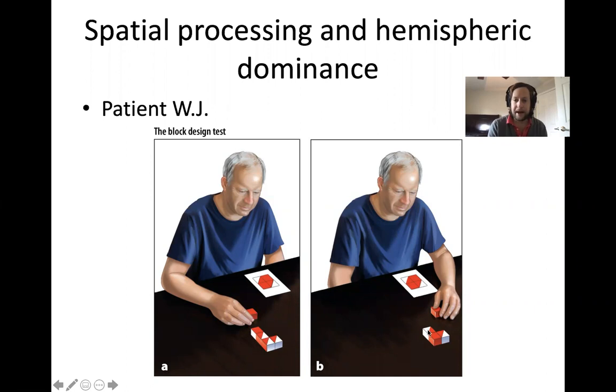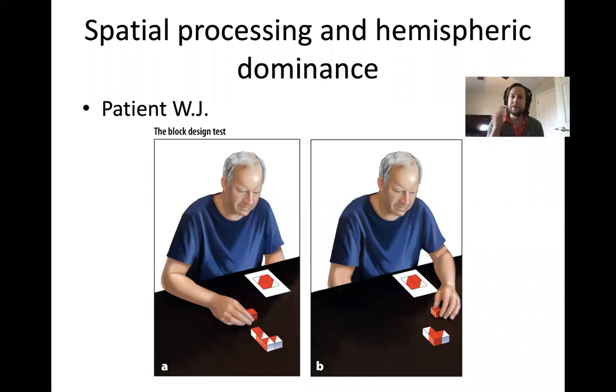But when asked to do the same task with the left hand, the participant was able to do it, presumably because the left hand is connected to the right hemisphere of the brain, and the right hemisphere of the brain is better at spatial processing.